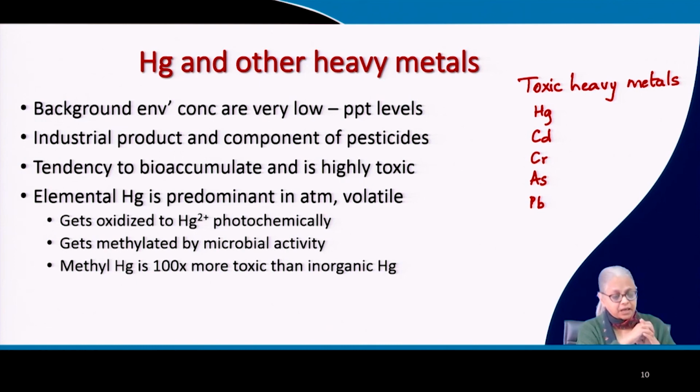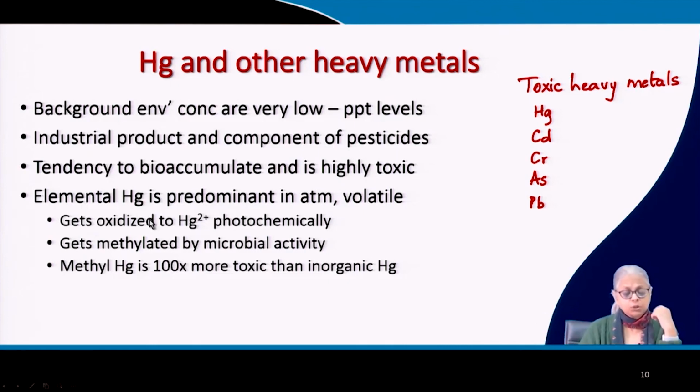The other thing that it has a tendency to do is, as the flue gases go into the atmosphere, they start cooling down, and this volatile or gaseous form of mercury starts absorbing to the particles. So when these particles come down by wet and dry deposition, that's how mercury comes back on land or water.